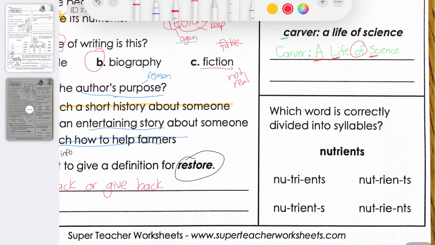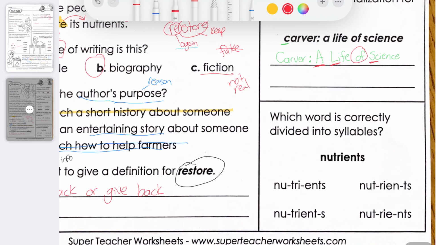Which word is correctly divided into syllables? Nutrients. Nutrients. So it's this one. Nutrients. All right. Thanks, guys.